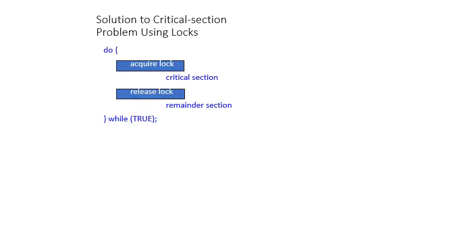Next, we are going to see the solution to the critical section problem using locks. For example, suppose there are two processes, P1 and P2. If P1 is in the entry section, once P1 enters here, this will be locked. The lock can be set to 1 if any process is inside the critical section. So the lock will be set to 1 here.